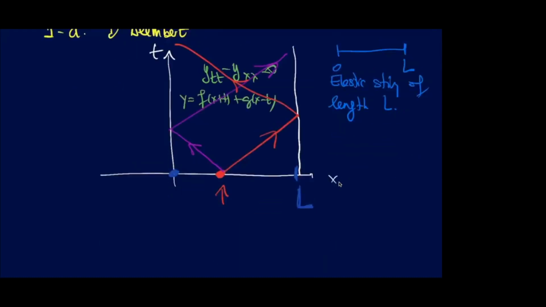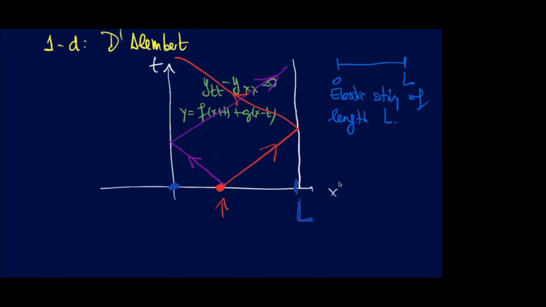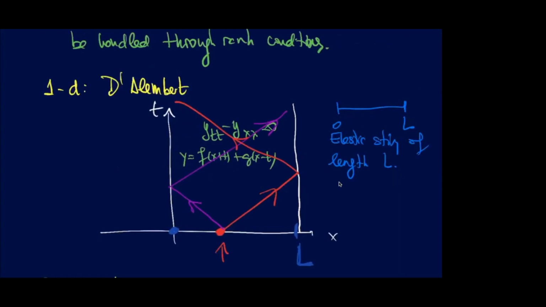So this generates a periodic dynamics. Why? Because you see, if you continue this purple ray a little bit longer, you will realize that at a given time, you are at the same location. And if you follow this red ray a little bit longer, you will realize that at the same time, the other broken line gets to the original location.